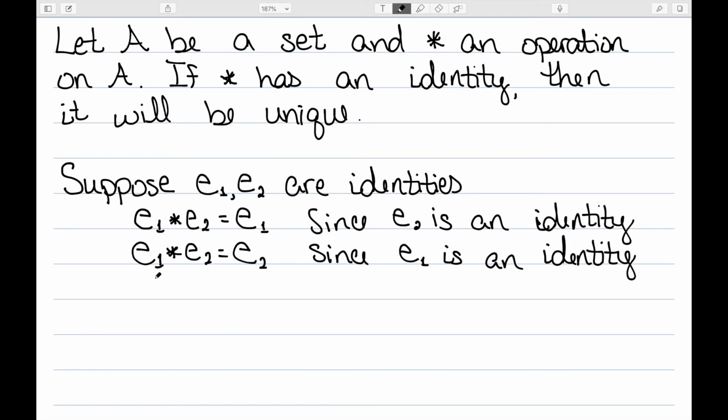Similarly, I can say that E1 star E2 is going to be equal to E2, since E1 is an identity and starring with the identity should give me what I put in. So this gives me that E1 must be equal to E2 since the output of an operation is unique. So I only have one identity. I started with 2 and showed that in fact they were the same thing. So if an identity exists, it is unique.